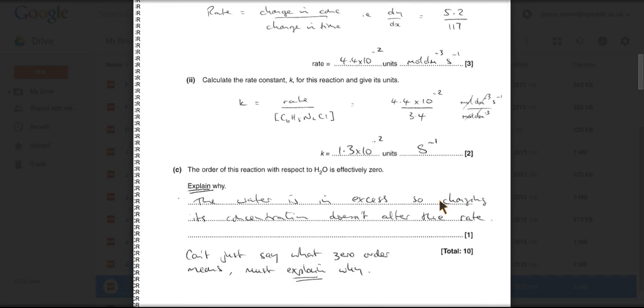The order of reaction with respect to water is effectively 0. Explain why. Well, we were told at the top of the question that the water is in excess. So if it's in excess, changing its concentration won't alter the rate. So you can't just say 0 order, you must say why. So it's 0 order because it's in excess.